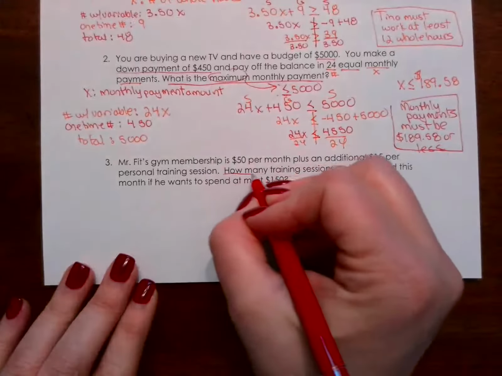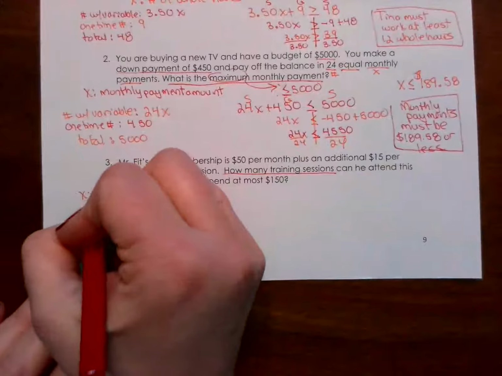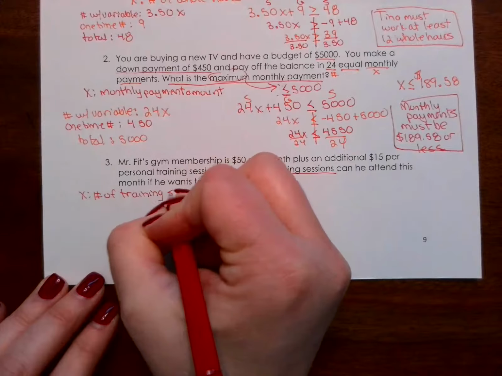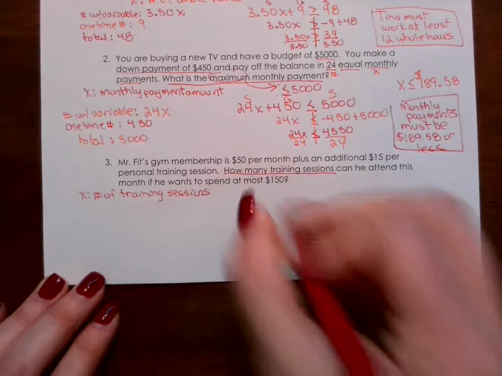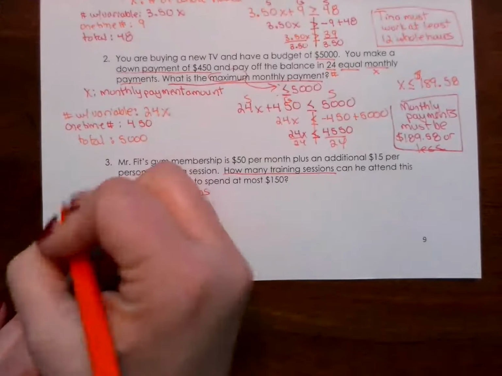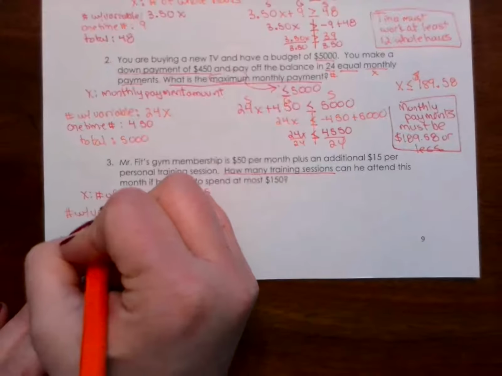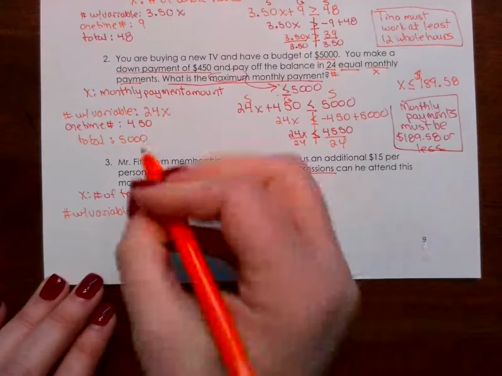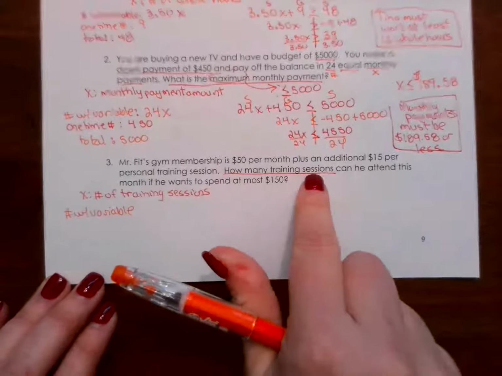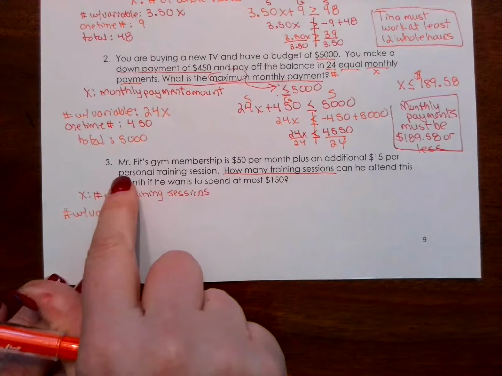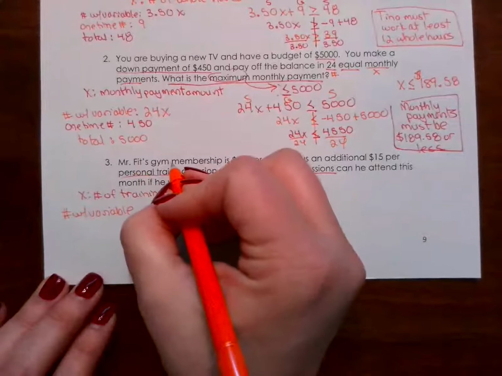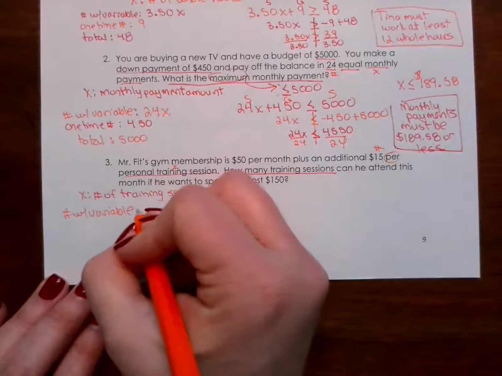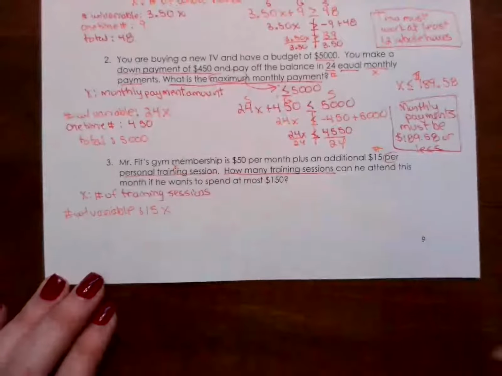So there's my X. How many training sessions? And that is going to help me find my number with the variable. So looking for the number with the variable. And I am looking at how many training sessions is my X. And here is personal training sessions. There's X. And here's the word per. And there's the number. So it's 15X.